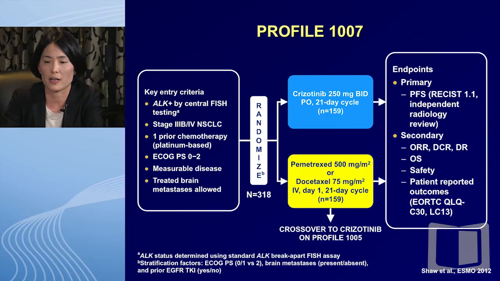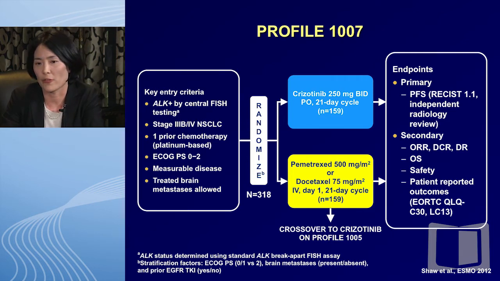I'm going to focus for the next couple slides on the phase 3 study, which is the first randomized trial of crizotinib. So this trial was a global study, and this was for patients who were ALK rearranged using the standard FISH assay. All of these patients were in the second line and so had failed prior platinum-based chemotherapy. Patients had an ECOG performance status of 0, 1, or 2, and we did allow patients to enroll with brain metastases. The enrollment target was 318.